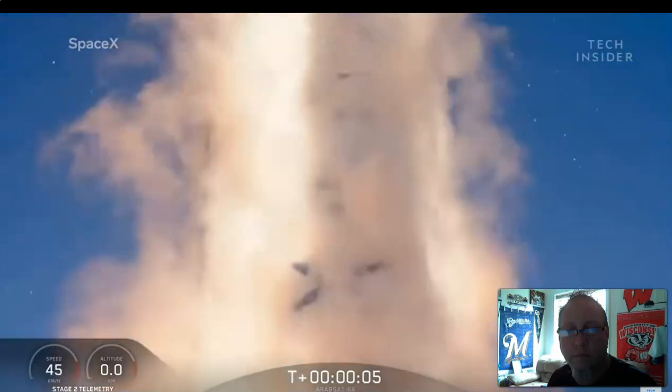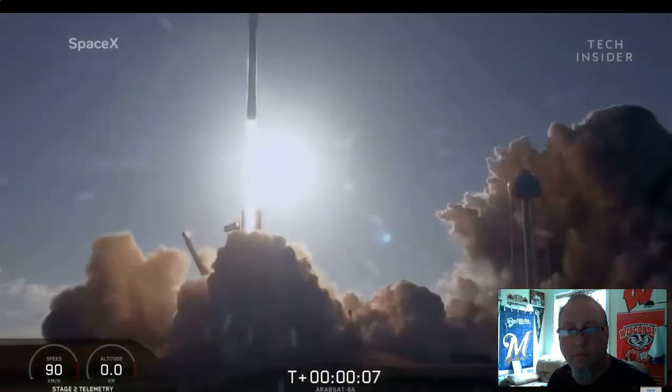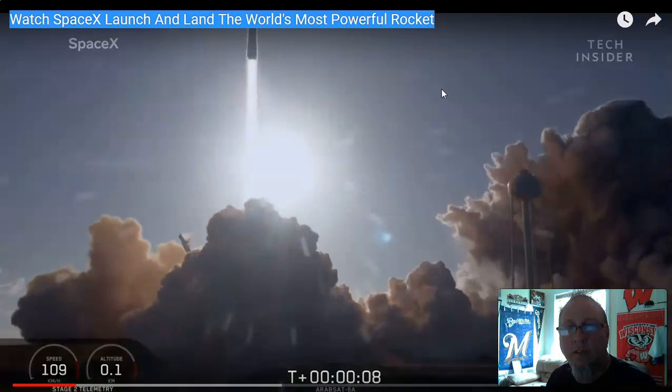SpaceX has launched the most powerful rocket in the world. So I'm going to leave it right there. There's my rocket. This is what it's doing.